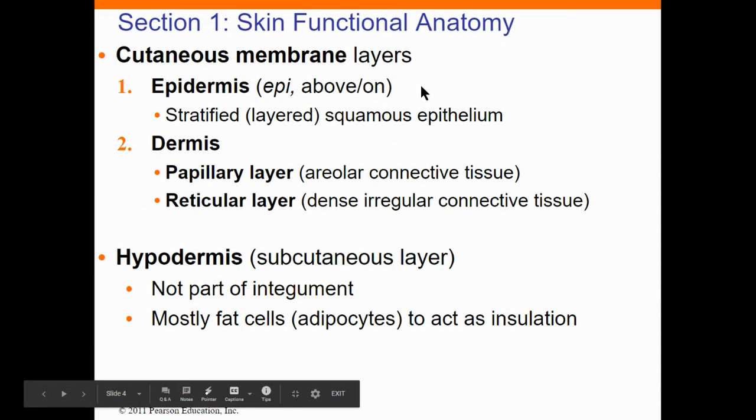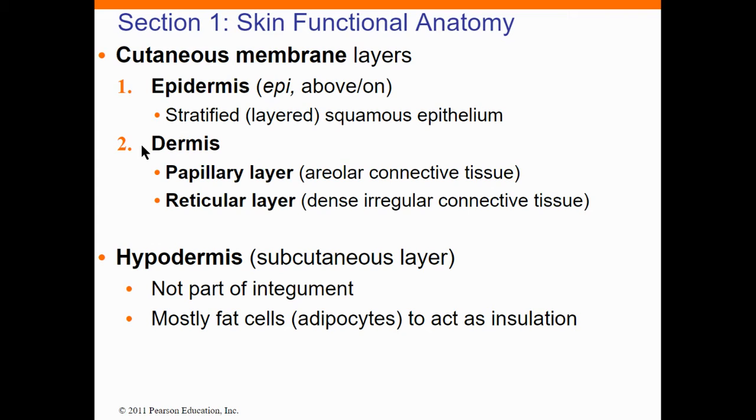So in the cutaneous membrane layers, we have, again, the epidermis and the dermis. Remember that epi means above or on, from our PRS quizzes. The epidermis is stratified. Stratified means layers. So there are between 4 and 5 layers of the epidermis, depending on what type of skin you're talking about. And the type of cells that the epidermis is made up of is squamous epithelium.